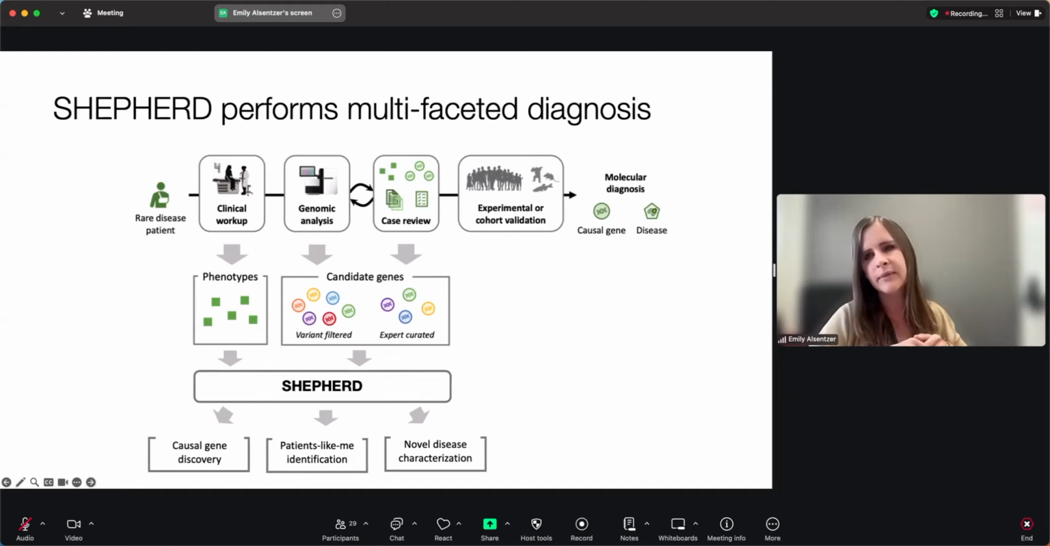And then finally, the model can work after there's this iterative back and forth case review process with clinicians that has filtered down this list to an expert curated list of candidate genes, where clinicians still can't figure out which gene is actually the causal gene.